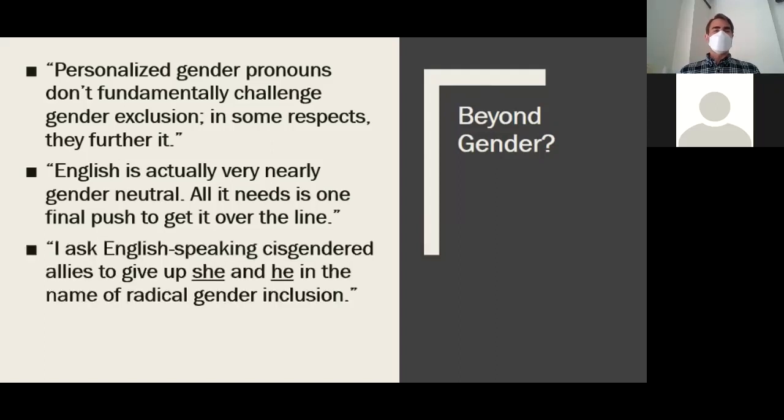At the end, he says, I ask English-speaking cisgendered allies, and I think that's me, I'm an English-speaking cisgendered ally, I hope. Cisgendered being someone who identifies with the sex gender they were assigned at birth, to give up she and he in the name of radical gender inclusion. What do you think?